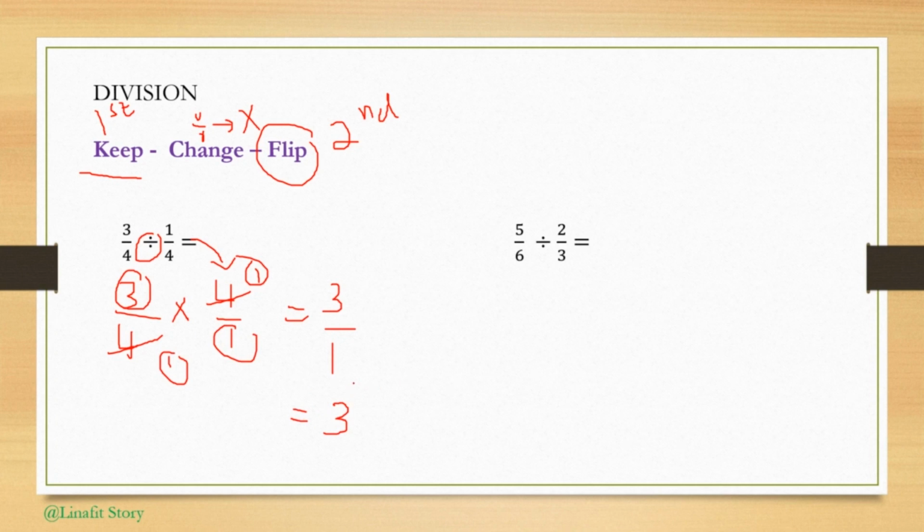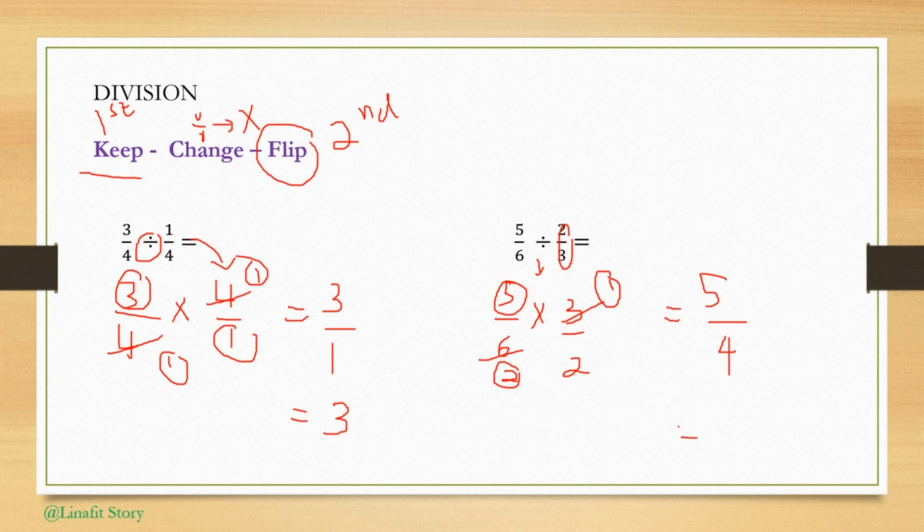Next, 5 out of 6 divided by 2 out of 3. Keep, change, flip. In this question, you may use the cancellation method. 3 and 6, so over here divide by 3 equals to 1. This equals to 2. 6 divided by 3 equals to 2. Next, multiply the top number. 5 times 1 equals to 5. And then multiply the bottom number. 2 times 2 equals to 4.